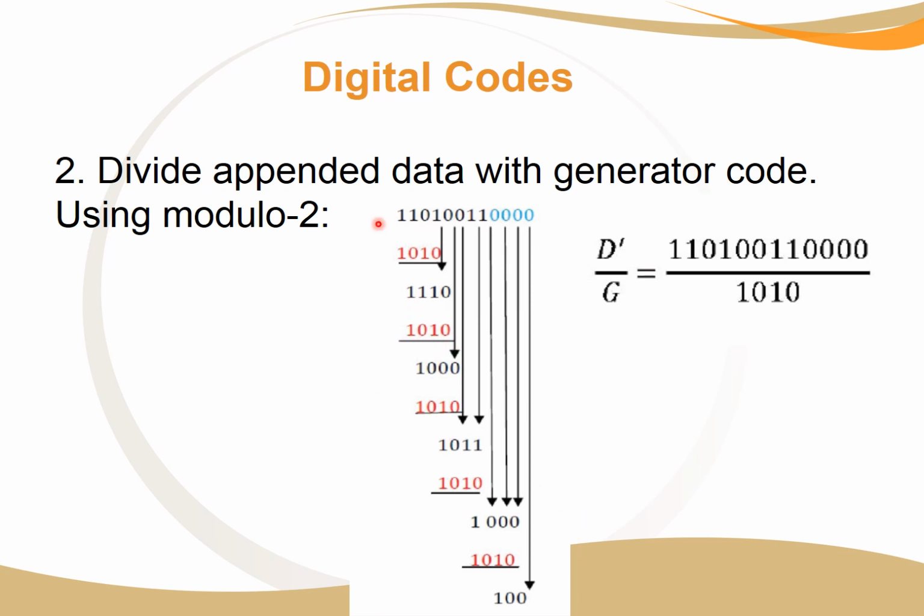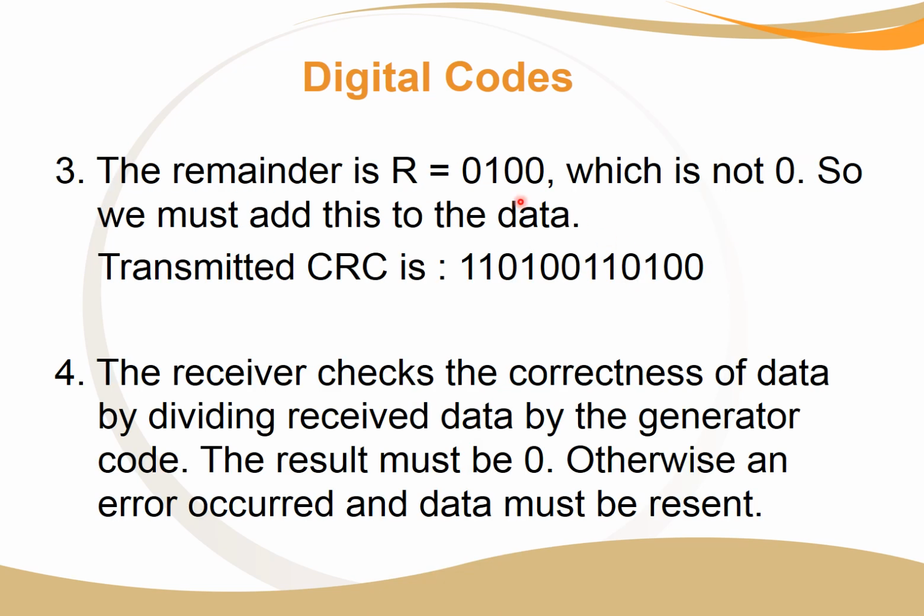So we do this for every single bit until there's nothing left, and then we have the remainder, which is 100. So this is just the appended data divided by the generator code. So now the remainder is 0100, which is not 0. If it was 0, we would just append 0s here, and it's fine. So now we must append this remainder to the data. So replace the 4 zeros with 0100.